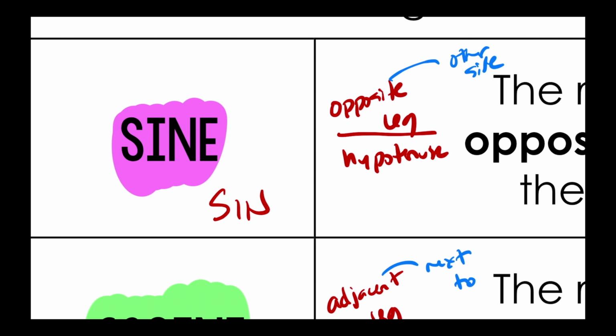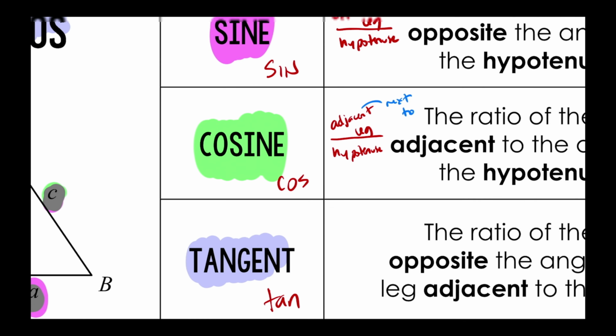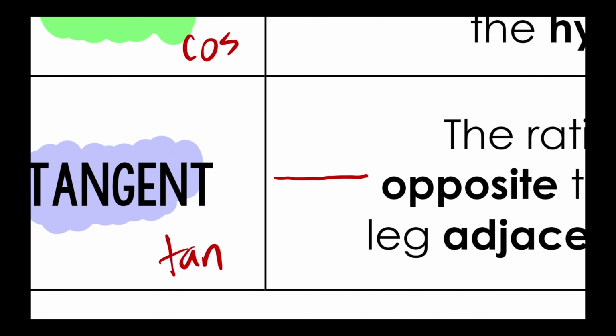So sine is opposite leg over hypotenuse. That's how we make our ratio. Cosine is the adjacent leg, which means next to, over the hypotenuse. And tangent, does anyone know what tangent is? What are the two things we're looking at for tangent? If you don't know, it's okay. I'm just wondering if anyone does know. Nobody knows? Okay, that's fine. I just thought someone might take a guess.